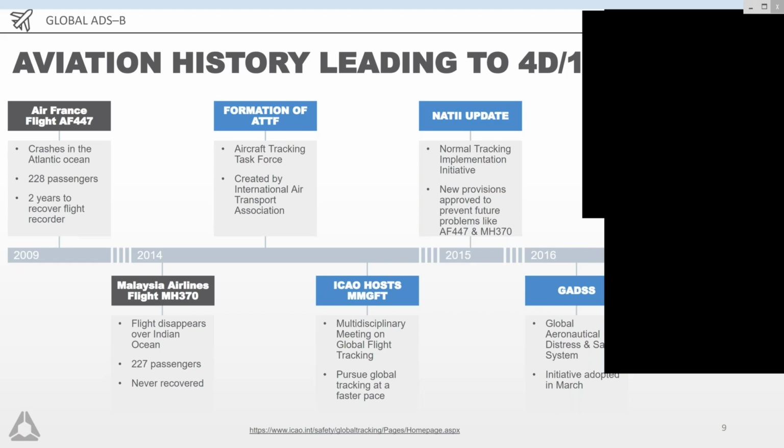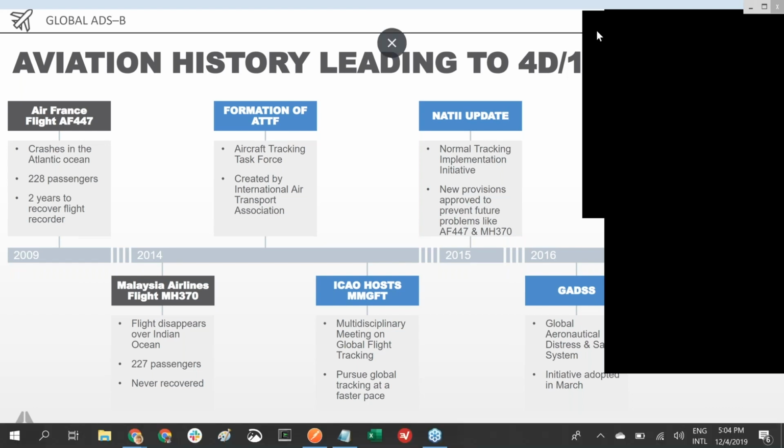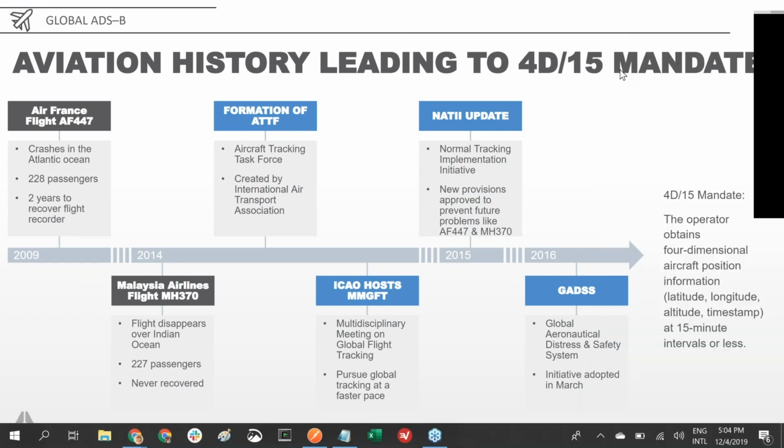After the Air France disaster in 2009 and then the missing Malaysia airliner in 2014, it spurred the industry to come together to create the Global Aeronautical Distress and Safety System. The 4015 mandate was created. The 4015 mandate essentially says that an operator obtains 4-dimensional aircraft position information, meaning specifically latitude, longitude, altitude, and a timestamp at 15-minute intervals or less. And this is the aim of our product, AirSafe.